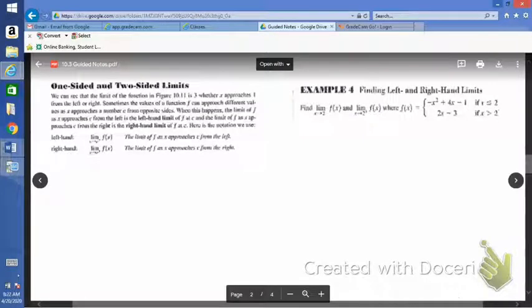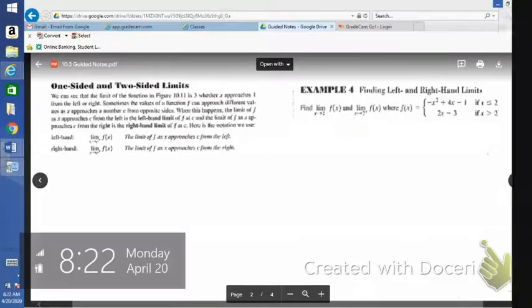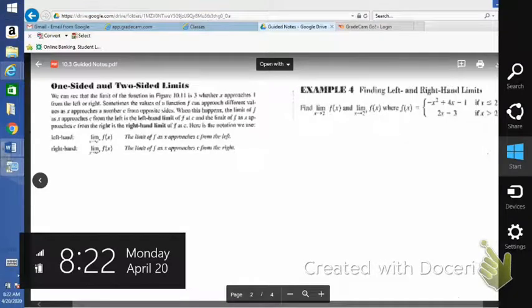Alright, one-sided and two-sided limits. So we can see that the limit of the function in example 1 is 3, whether x approaches 1 from the left or the right. Alright, so let's go back and look at that.